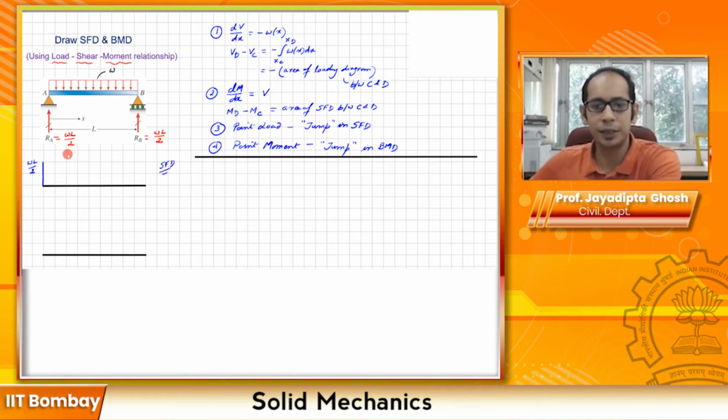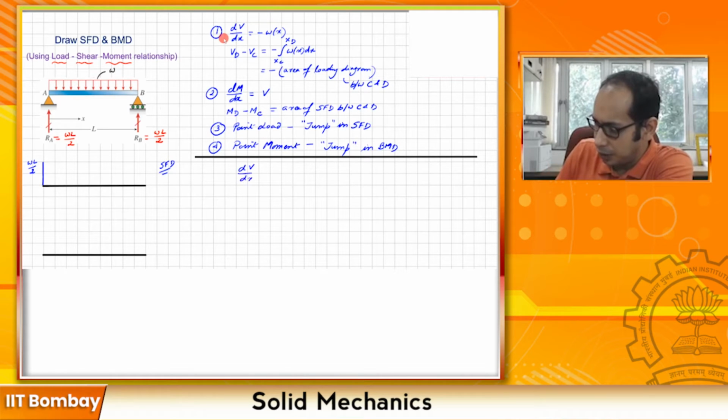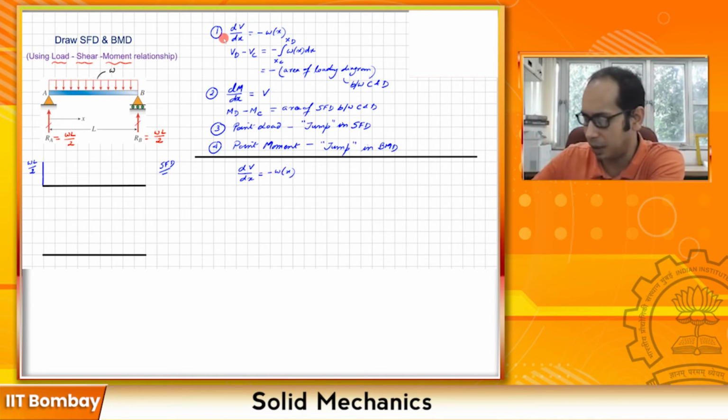So let's look at the relationships for the shear. This is the relationship between the shear and the loading W that you have over here, right? First of all, we have seen that dV/dx is minus W, which is a function of x. Now in this case, W is just a constant load, so dV/dx equals minus W over here, right? So this is degree 0, not degree 1, because it's a constant line.